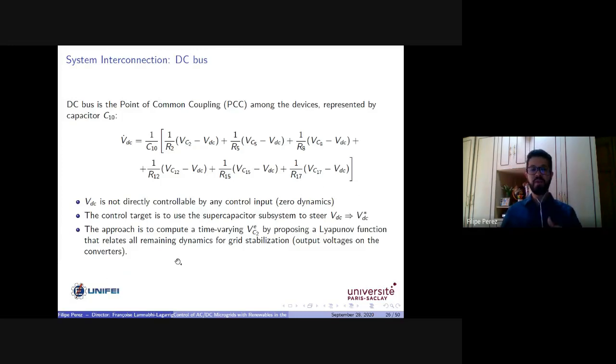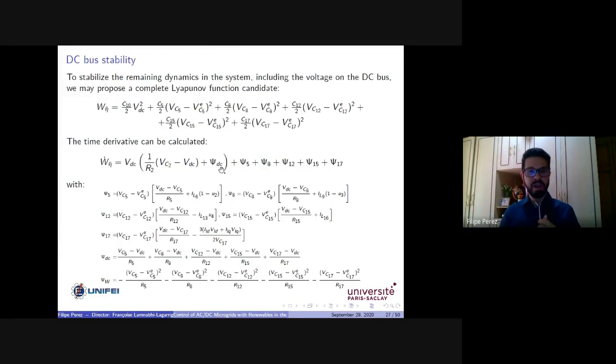So in this approach, we may compute a time-varying VC2 by proposing a Lyapunov function where all the remaining dynamics of the system are considered. So here we have a Lyapunov function candidate considering the voltage and all interconnected systems in the DC bus. And to investigate the stability of the Lyapunov function, we may compute the time derivative of the Lyapunov function, where we can see that VC2 explicitly appears in this equation, and the terms psi are related to the dynamics of the interconnection of the other devices in the DC bus.